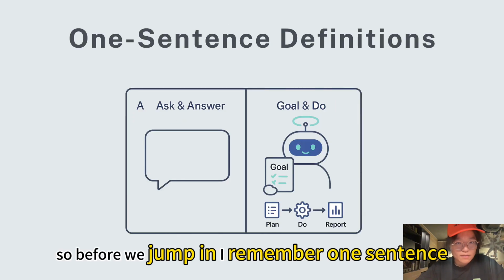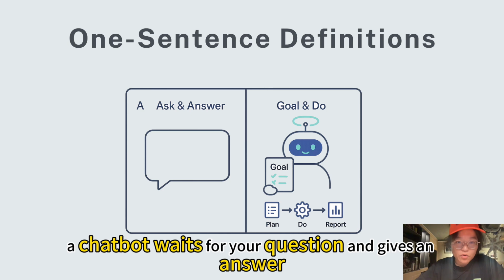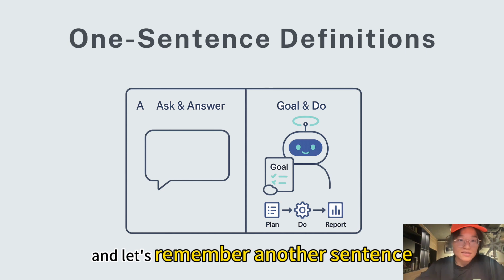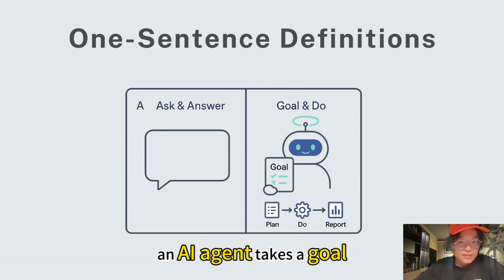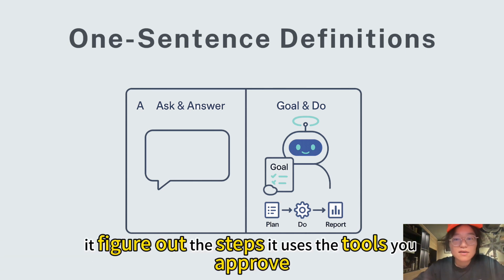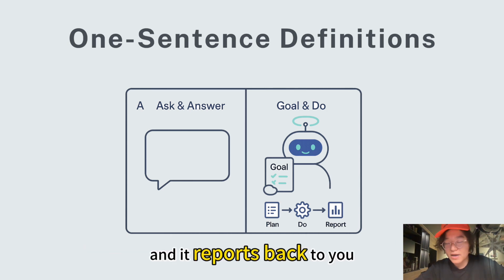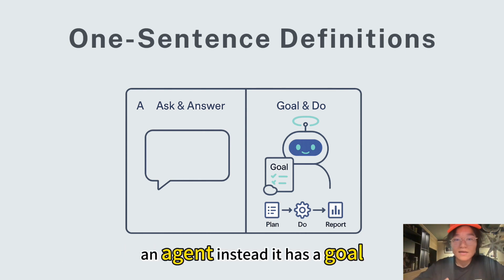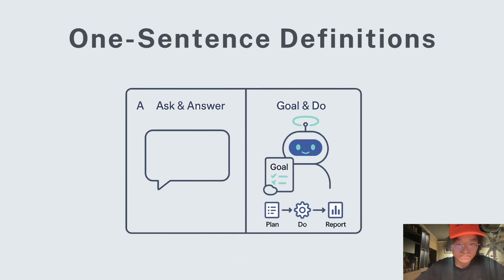So before we jump in, remember one sentence. A chatbot waits for your question and gives an answer, right? And let's remember another sentence. An AI agent takes a goal, it figures out the steps, it uses the tools you approve, it does the work, and it reports back to you. So a chatbot is like you ask and it gives you an answer. An agent, instead, has a goal and it does the goal.